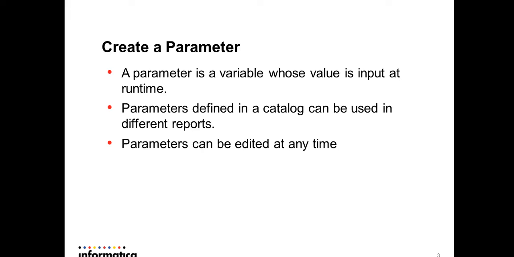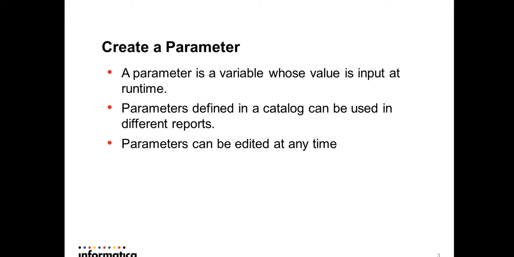And in addition to that, JReport parameters can also be used for dynamic grouping and sorting. Okay, parameters defined in the catalog can be used in different reports. It's not specific to only one report or something like that. So if you define a parameter, that parameter can be used across the reports. Okay, they can also be edited at any time.